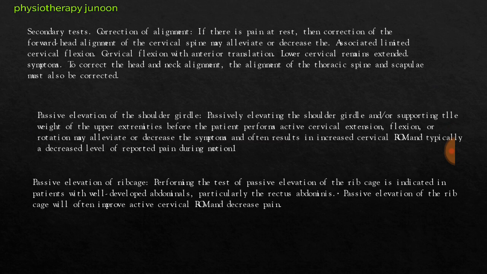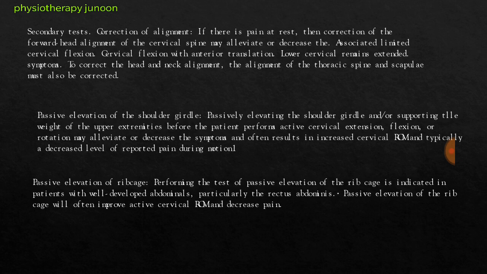To correct the head and neck alignment, the alignment of the thoracic spine and scapula must also be corrected. Why is this so? Because the thoracic spine, the scapula and the weight of the head directly impact your neck pain or extension syndrome.